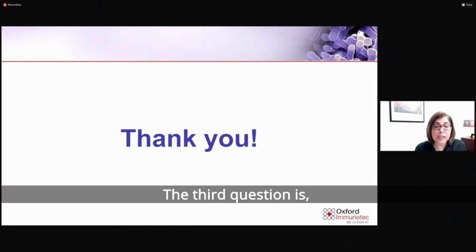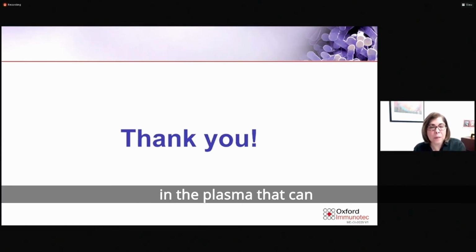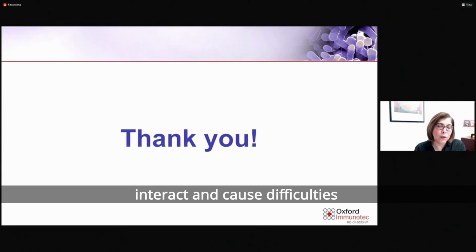The third question is, why would you consider that washing and standardization of cell counts is important to bear in mind when screening for LTBI in children? Well, washing is important because you get rid of substances in the plasma that can affect the results, interact, and cause difficulties in interpreting the reaction. So I think it minimizes the indeterminate results.